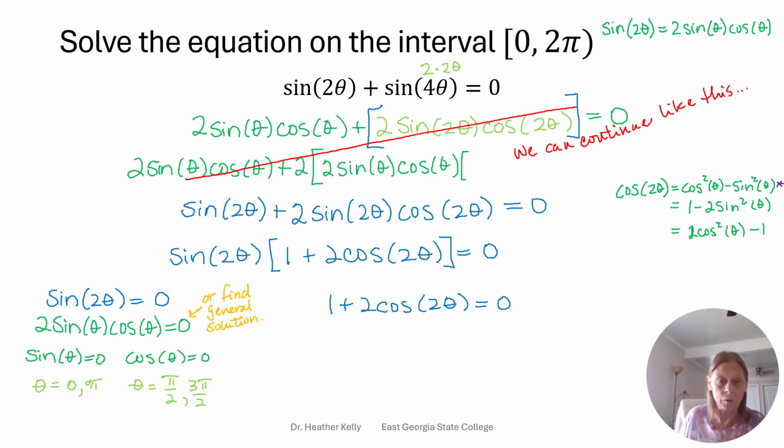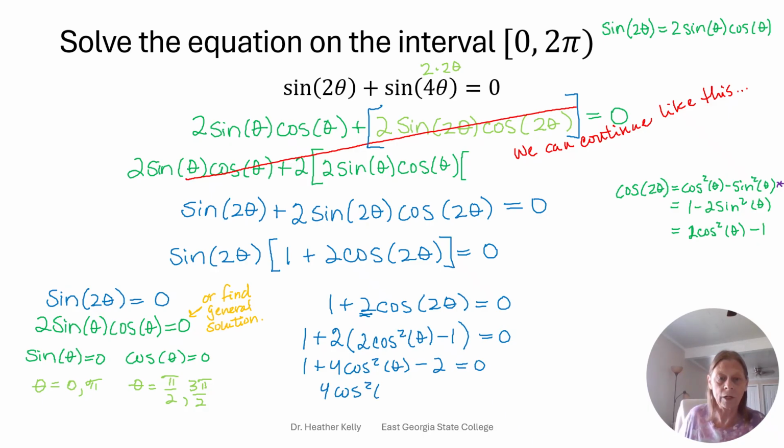I'm going to use that third one there, so I'm going to use 1 plus, and be careful of this coefficient that you already have there. Don't forget about that guy. 2 cosine squared theta minus 1 equals 0. So now we got to clean this up. 1 plus 4 cosine squared theta minus 2. Oops, sorry about that. Minus 2 equals 0. So we have 4 cosine squared theta minus 1 equals 0. These guys factor as 2 cosine theta minus 1 and 2 cosine theta plus 1.